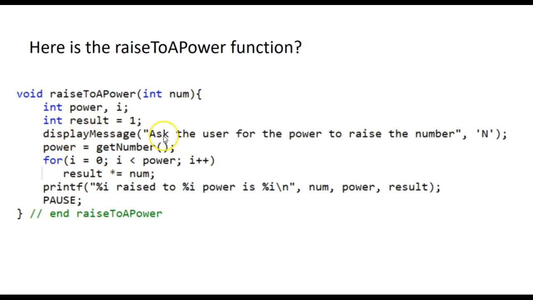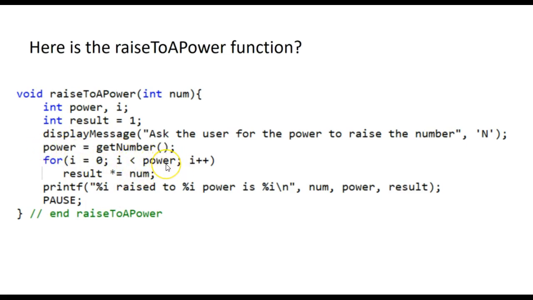So here's that display message function again. I asked the user to raise the number to a power as a marquee. I call that getNumber function that we had before. It gets the number and stores it in power. That would be ask the user for the power to raise the number to, so maybe we want to square something. This equals 2. So here's a for loop, and I'm looping power times.